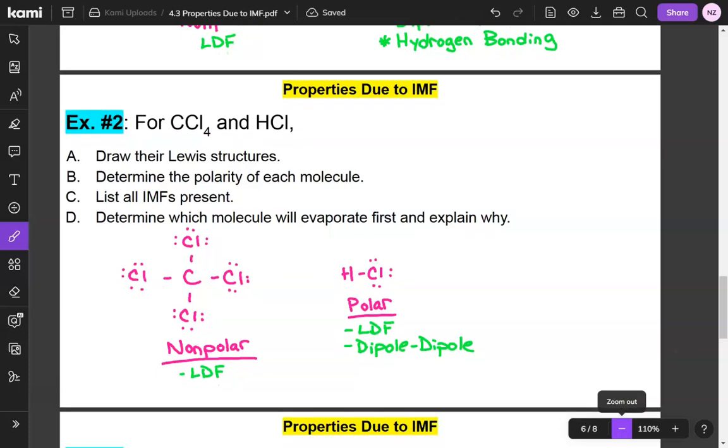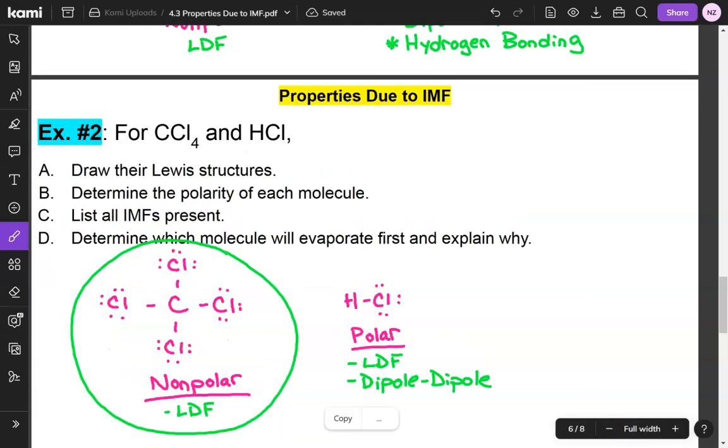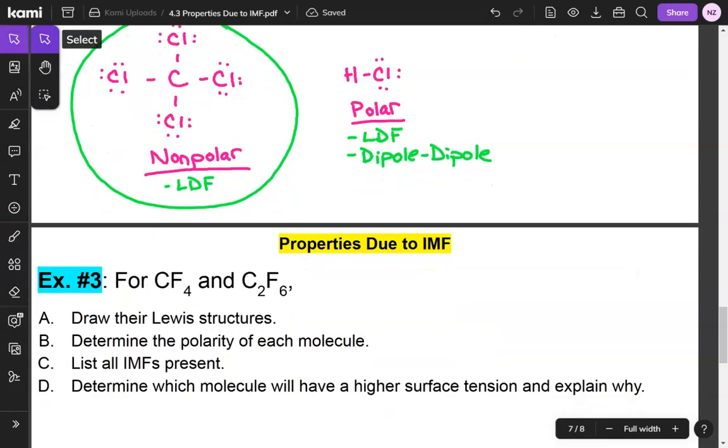And the question says, which molecule will evaporate first, and explain why? Well, our carbon tetrachloride is going to evaporate first because it has weaker intermolecular forces. So it's going to evaporate first. All right. Let's go down to the next one.